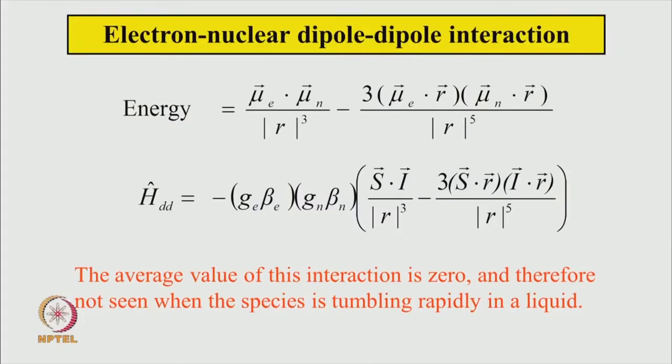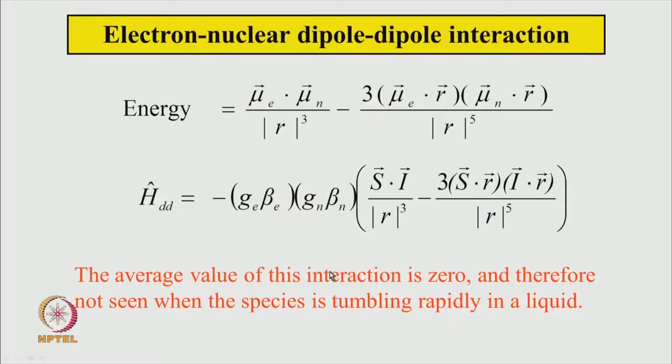Now, what will be the corresponding operator for this? We simply replace the magnetic moment of each of them by their corresponding operators in terms of the angular momentum. So, mu_e is replaced by g_e beta_e S, mu_n is replaced by g_n beta_n I. In a similar fashion, this is the expression for the dipole-dipole Hamiltonian operator for electron-nuclear interaction.